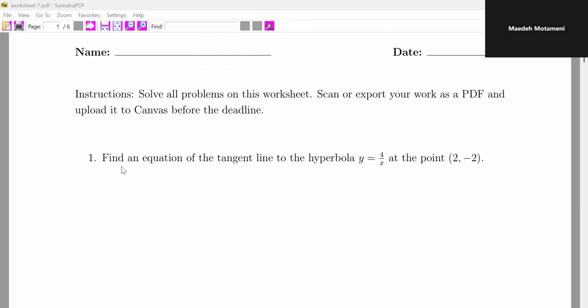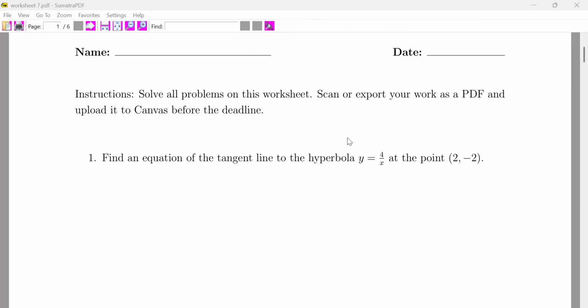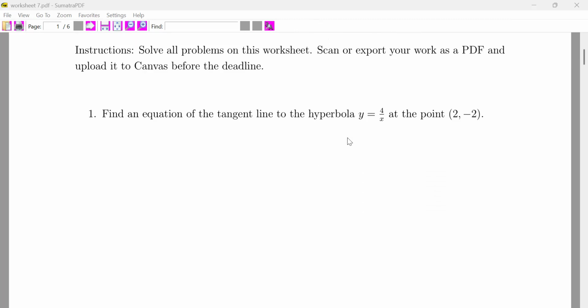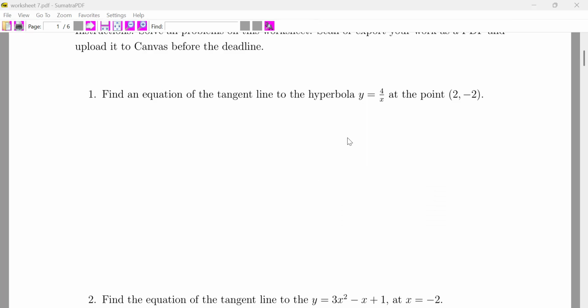As the first question, we will find an equation of the tangent line to the curve y equals 4 over x at the point (2, -2). So we know that in order to write the equation of the tangent line, we are going to find the slope at this point.